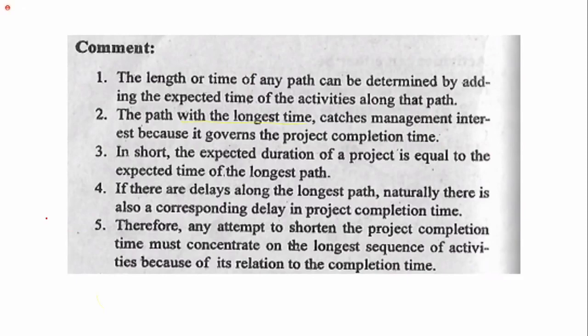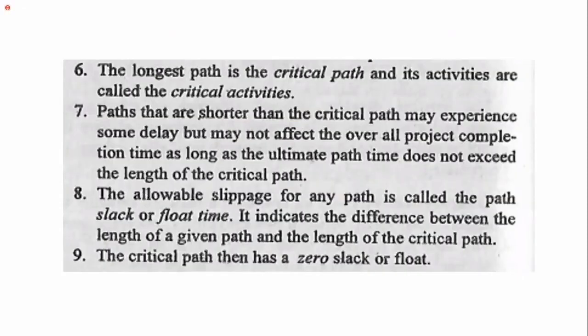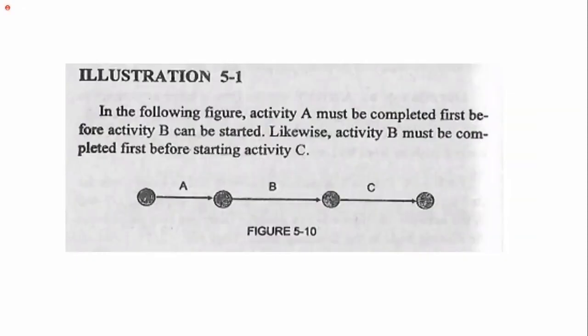In short, the expected duration of a project is equal to the expected time of longest path. If there are delays along the longest path, naturally there is also corresponding delay in project completion time. Therefore, any attempt to shorten the project completion time must concentrate on the longest sequence. Longest path, critical path, slack time, critical path.